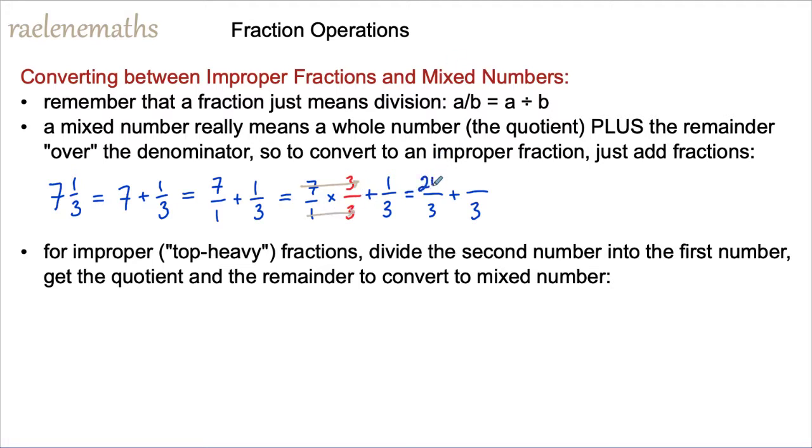This step I also like to call unreducing because it's the opposite of what we do when we simplify our fractions. So we have 21 over 3 plus 1 over 3, and now we add our numerators and keep the denominator to get 22 over 3.